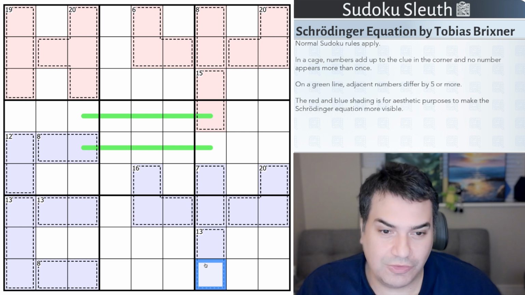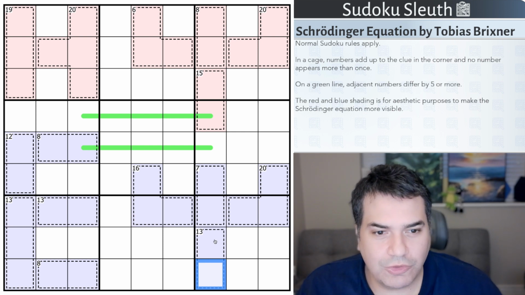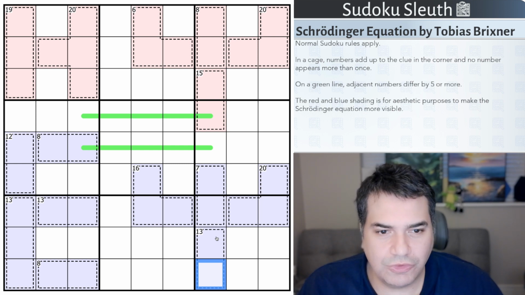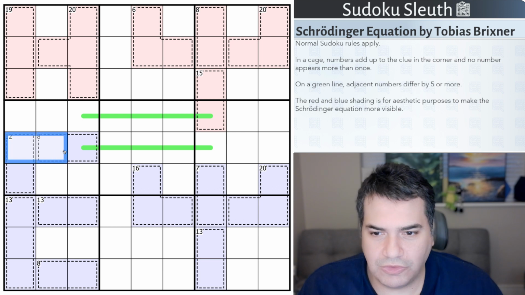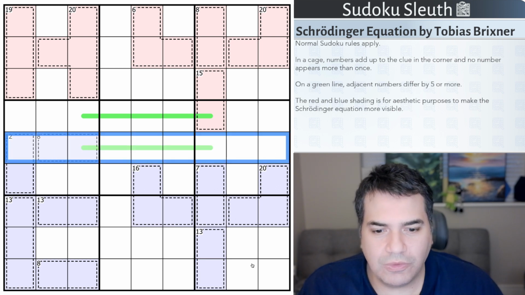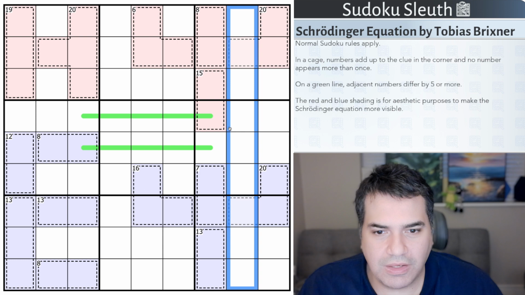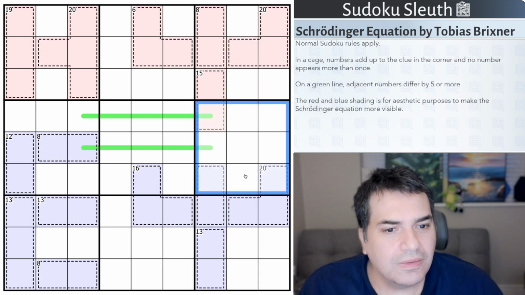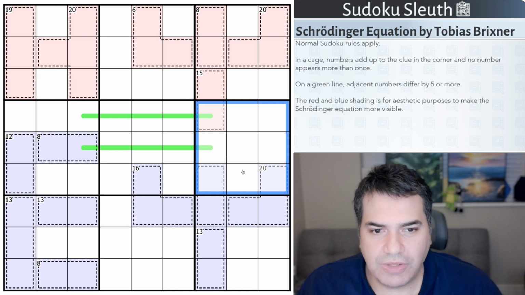Clearly, quantum physicists. Anyway, Schrödinger Equation by Tobias Brixner. And we've got the following set of rules. So normal Sudoku rules apply. So place the digits 1 to 9 once each in every row, in every column, and in every 3x3 box. Fairly standard.